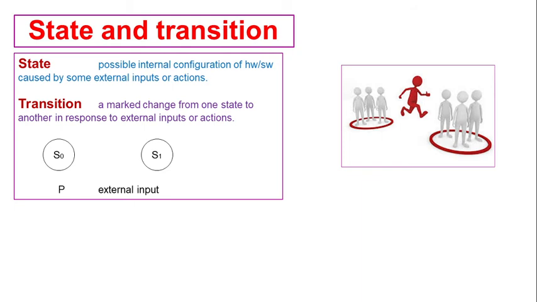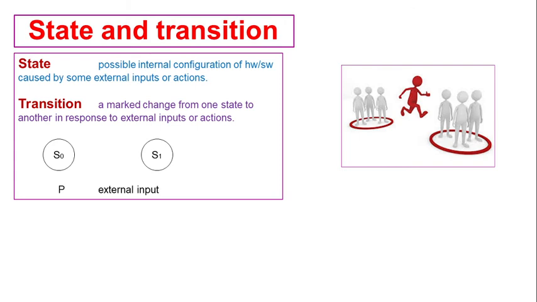State means possible internal configuration of hardware or software caused by some external input or actions. For example, let us consider our machine, our computer, as an example. We have two states, on state and off state, okay. Off state is a state, on state is another state. Then transition means, when you press the power button of your CPU, at present the computer is in off state, and soon after pressing it will be changed from off state to on state, that is it. So, transition means a marked change from one state to another state.